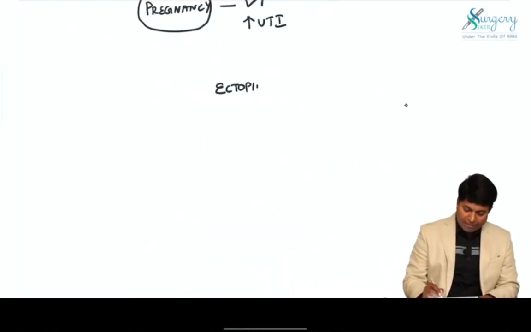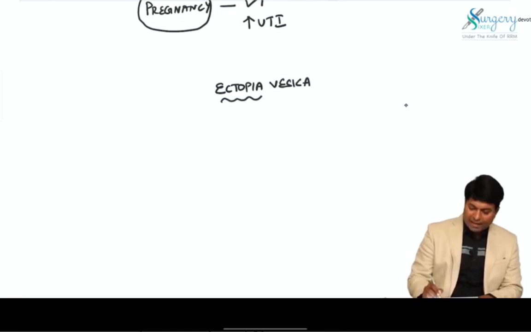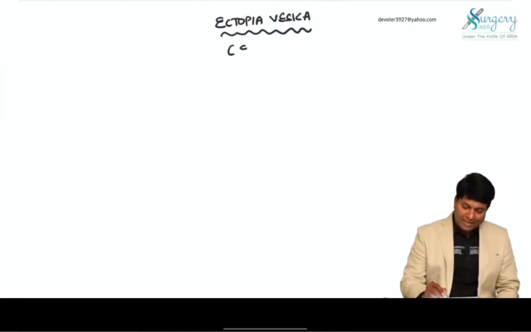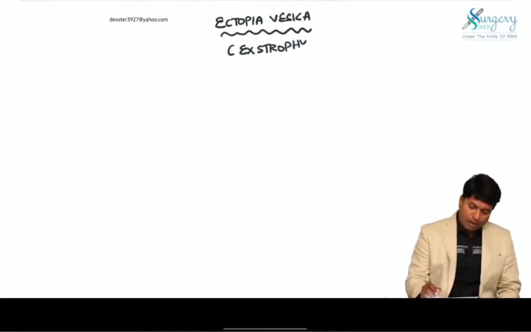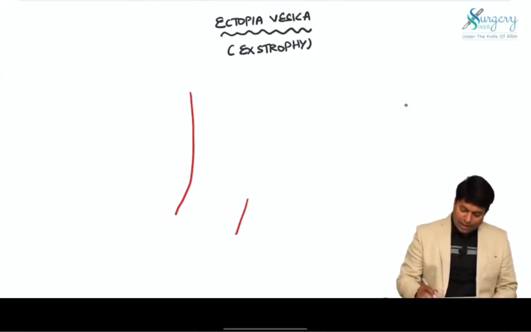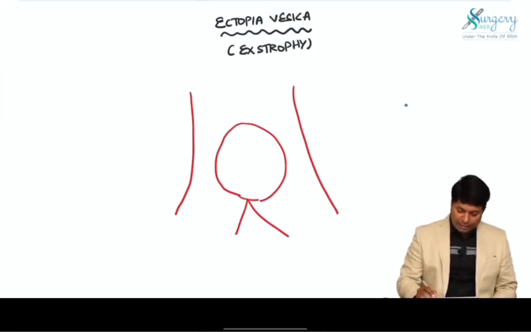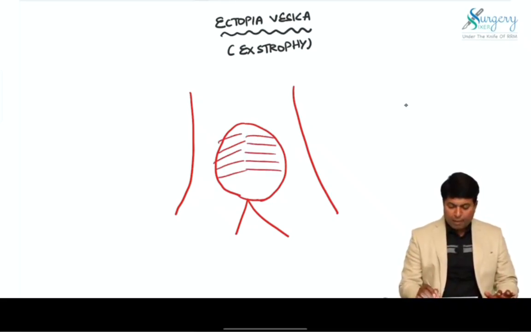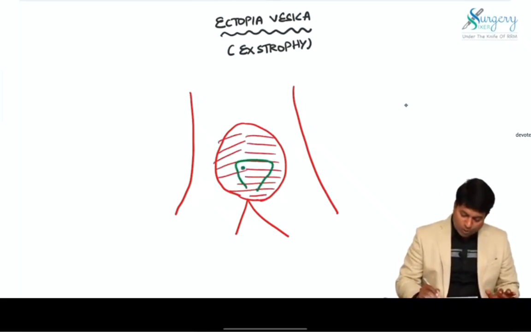Next, I'm coming to ectopia vesicae. It is a problem in the bladder and anterior abdominal wall. It is also known as exstrophy or ectopia vesicae. The major problem here is that the cloacal membrane overdevelops and ruptures. So there is a huge defect in the anterior abdominal wall like this, and you can see the posterior wall of the bladder with its ureteric orifices.